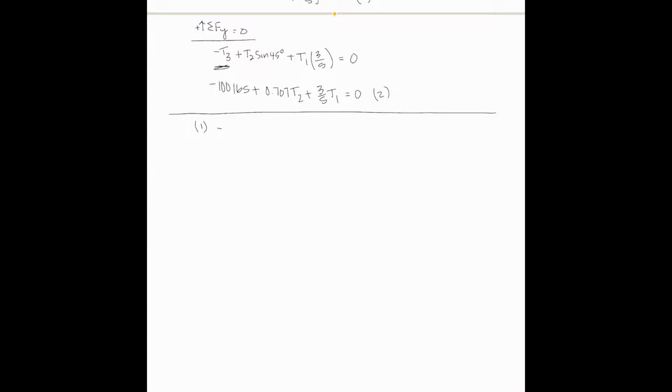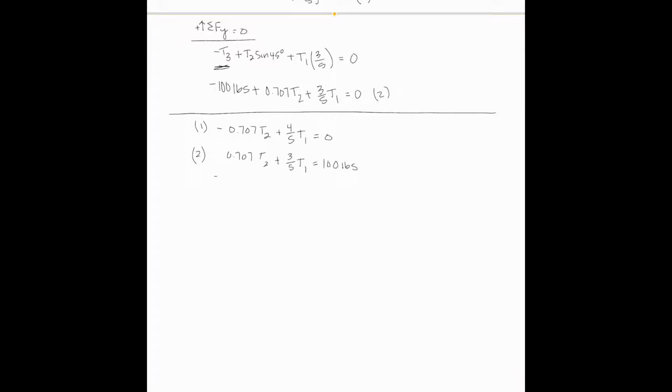Again, I'm going to plug cosine of 45 into my calculator, which should end up being the same thing as sine of 45, 0.707 T2 plus 4/5 T1 equals 0. And when you rewrite this one, you're going to want to put your variables in the same order as you did your first one. So it's going to be 0.707 T2 plus 3/5 T1 equals 100 pounds.